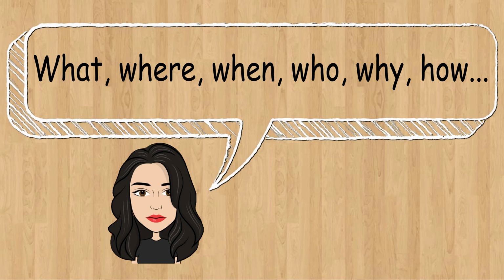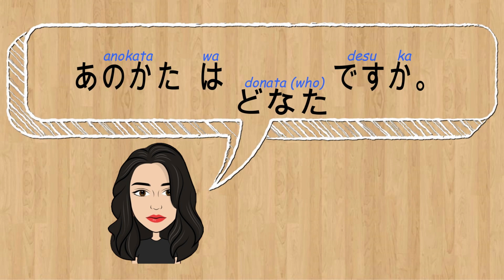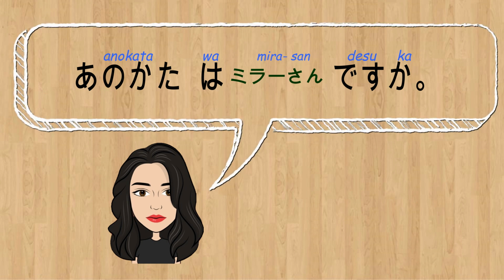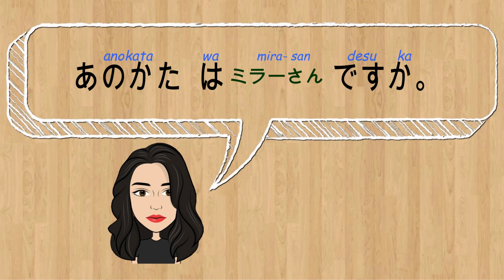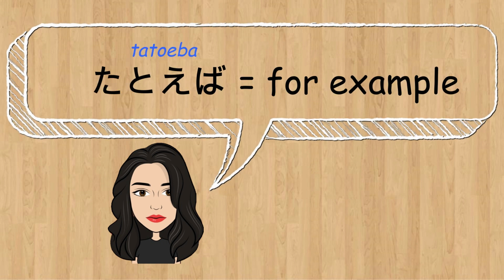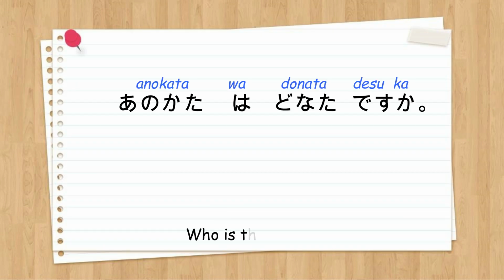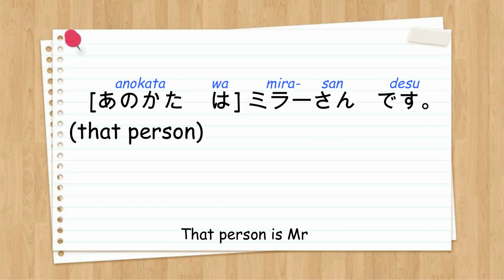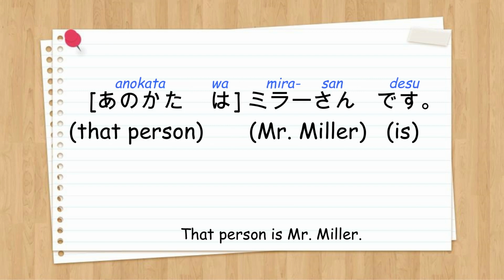The other type of question is with interrogatives. An interrogative replaces the part of the sentence that states what the speaker wants to ask about. The word order does not change. For example, ano kata wa donata desu ka? To answer that, we just need to change the interrogative donata or who. Ano kata wa Mira-san desu. We can also answer by just saying Mira-san desu.